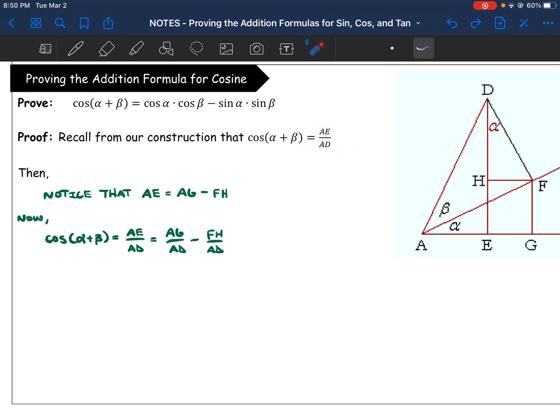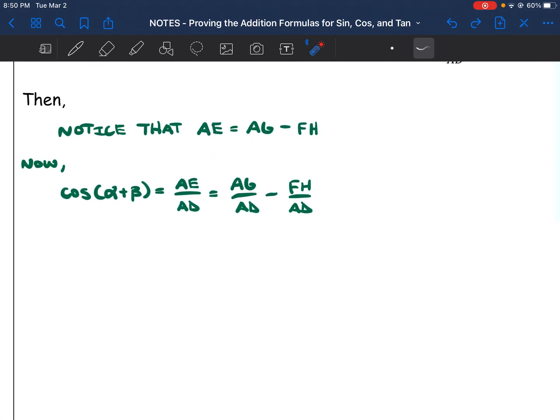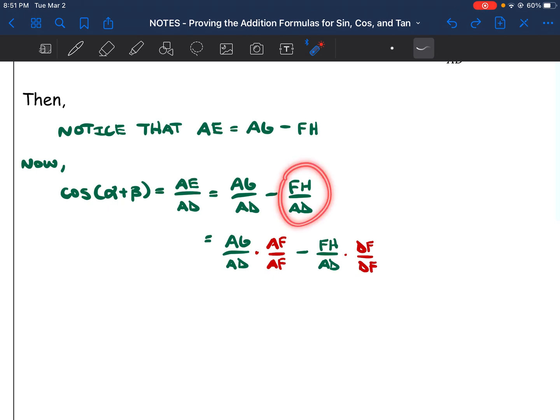Now, let's start by saying, okay, well, let's take the cosine of angle alpha plus angle beta. We know that's AE over AD. And if we replace AE with AG minus FH, then AE over AD equals AG over AD minus FH over AD. And now let's start being a little clever with our algebra again. Let's multiply AG over AD times AF over AF. Again, this is equal to 1. We're allowed to do this. Let's also multiply FH over AD times DF over DF. Once more, this is equal to 1. We're not technically changing anything.